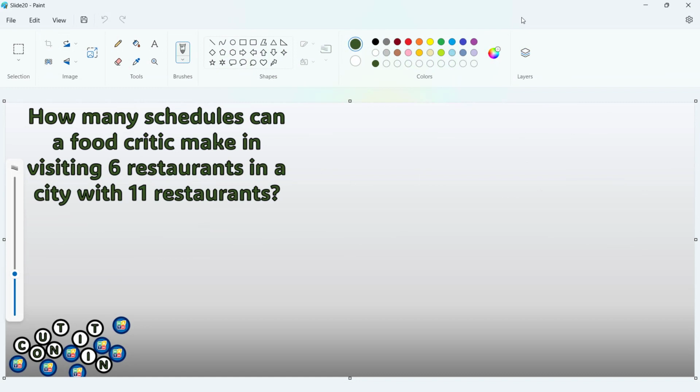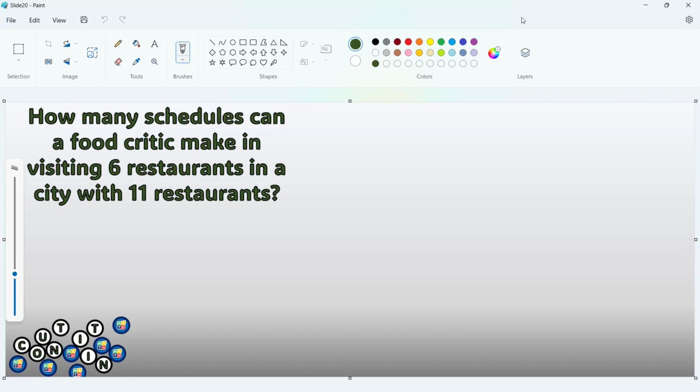How many schedules can a food critic make in visiting 6 restaurants in a city with 11 restaurants? Here, let's try to determine if permutation can be used in solving for this situation. For permutation to be used, we need to satisfy 2 conditions.